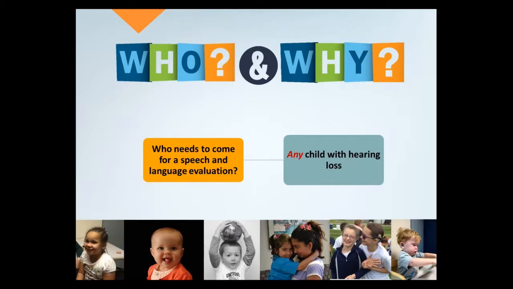So who needs to come for a speech and language evaluation? The answer is any child diagnosed with a hearing loss. So this could mean a severe to profound hearing loss. Maybe it's a mild hearing loss or even a unilateral hearing loss. Also, we see children that use hearing aids, BAHAs, and cochlear implants for amplification.